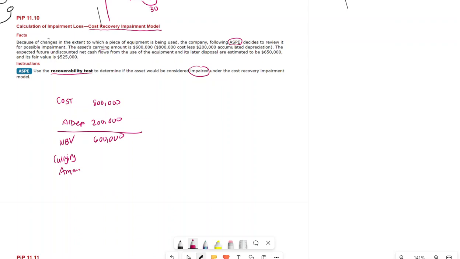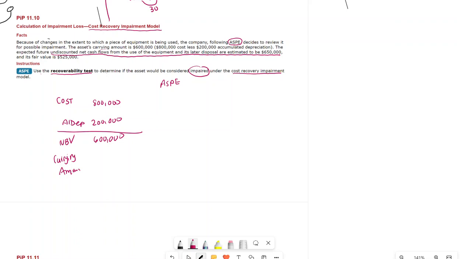The asset's carrying amount is 800,000, and they're using an ASPE test. This company is following an ASPE standard. Use the recovery test to determine if the asset is impaired under the cost recovery impairment model. So we're given two things. The expected future undiscounted net cash flow from the use of the equipment is estimated to be 650,000, and fair value is 525.